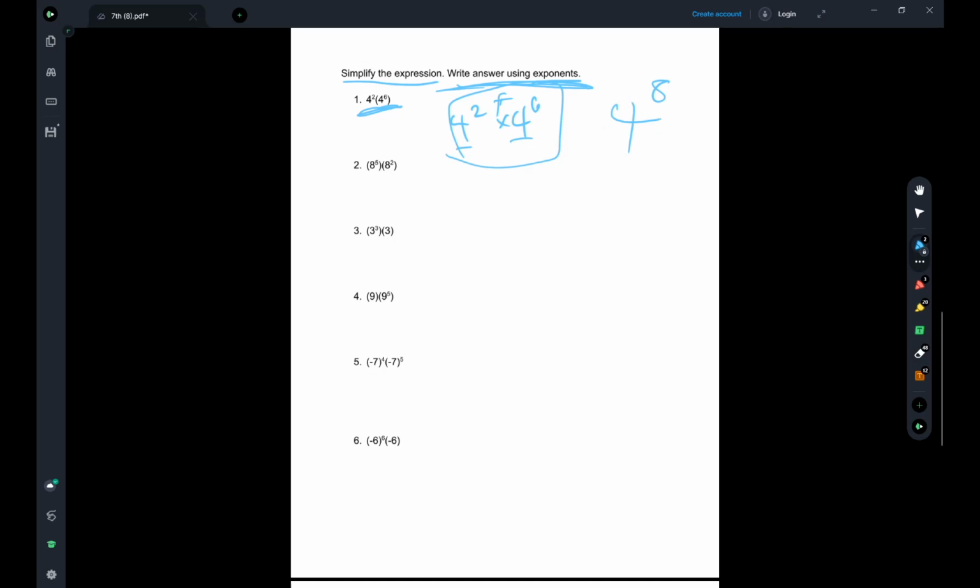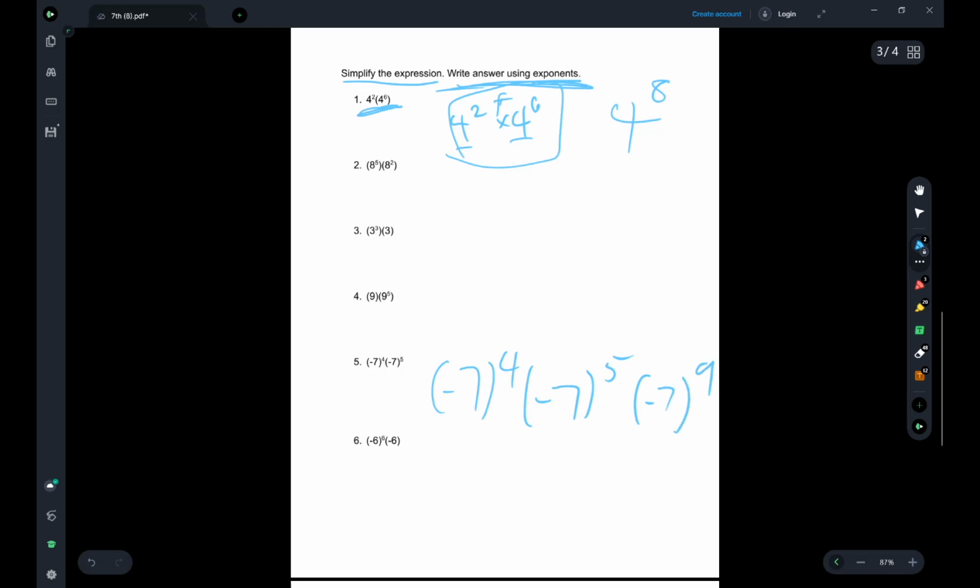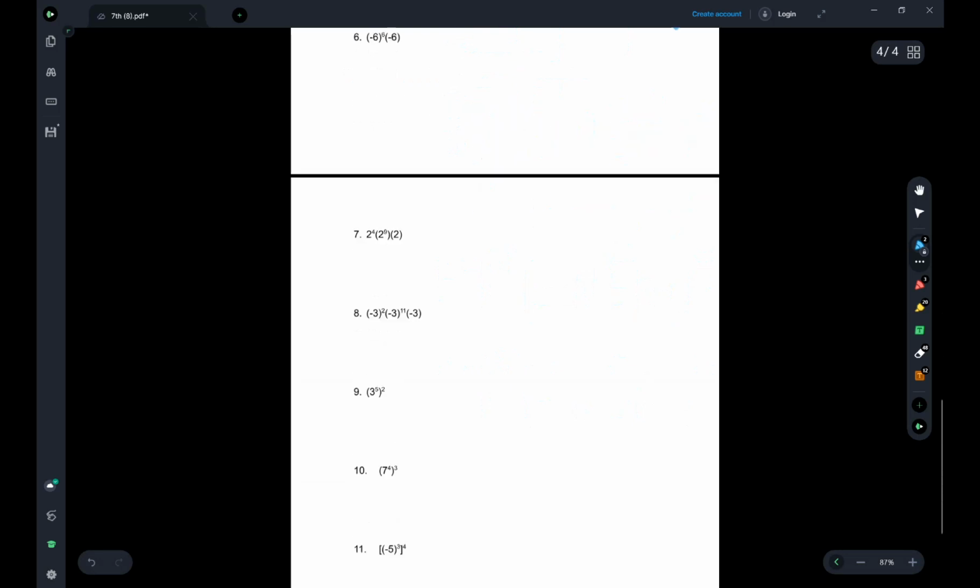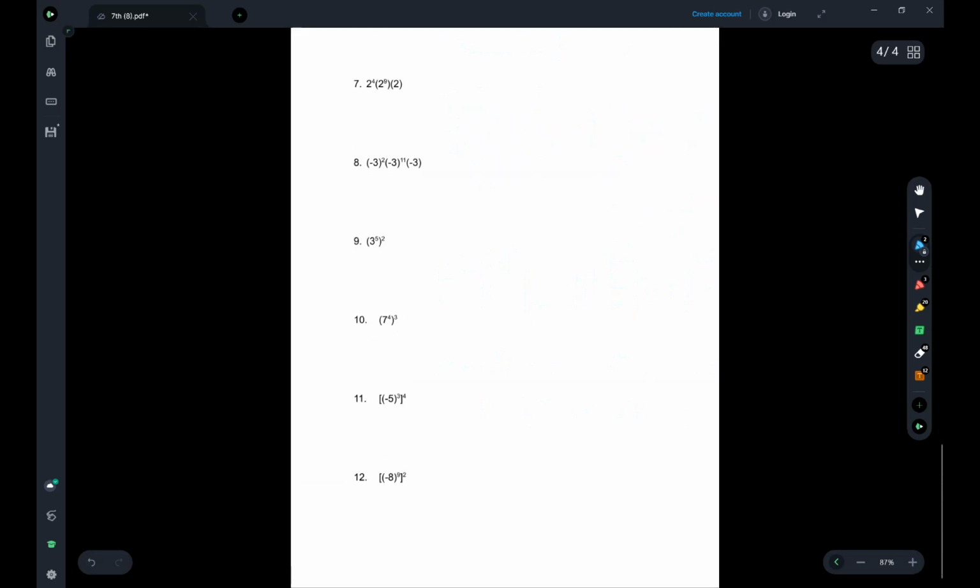Alright, let's do number 5. Number 5, the same thing. Negative 7 to the 4th times negative 7 to the 5th. You add the exponents, so you get negative 7 to the 9th. Next page. So next page is asking, it's the same thing, same concept. So let's try number 7.